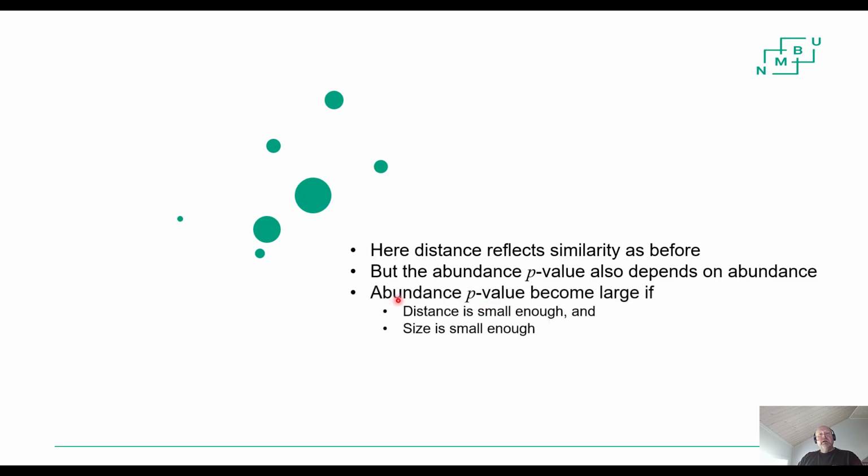And abundance p-values become large if distance is small enough and the size is small enough. That follows from the previous slide actually. If this is the mother, a child has to be close to the mother, but it can't be very big. Because if it's too big, it's another mother. It's not a child, right?